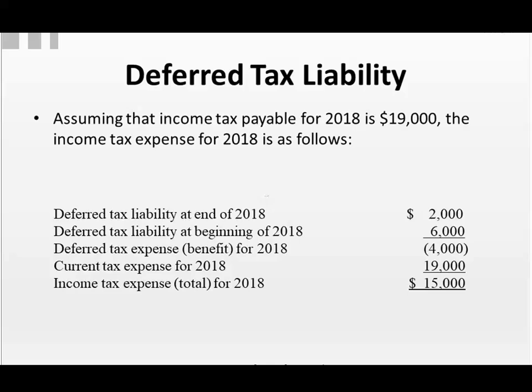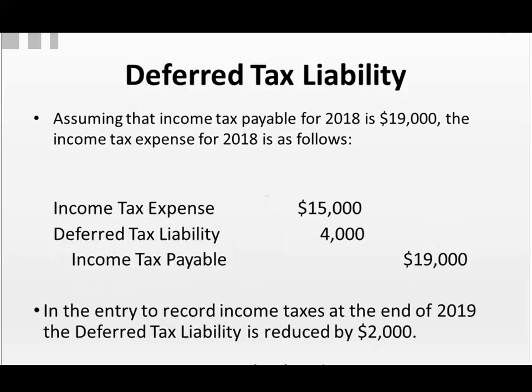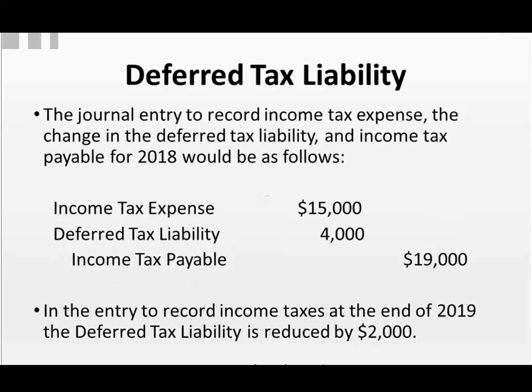Everybody with me there? So what would happen is you'd have to make a journal entry into 18 that looks like what you see up there. Debit income tax expense for $15,000. Debit the deferred tax liability for $4,000, because it's turning around now. And credit income taxes payable for $19,000.